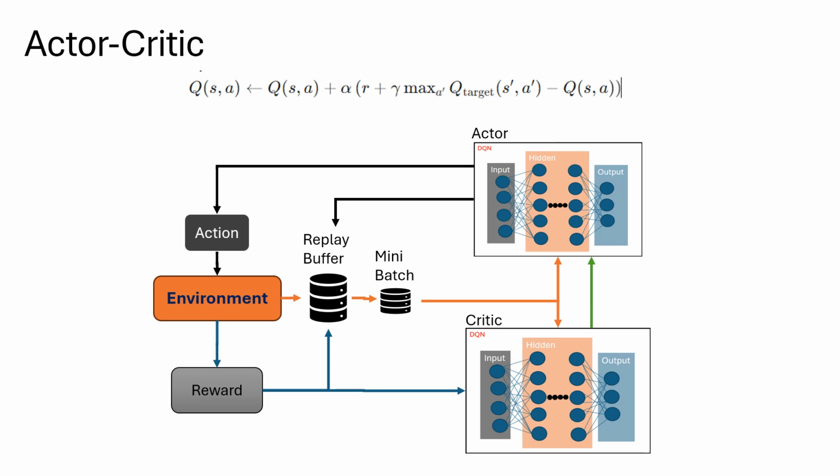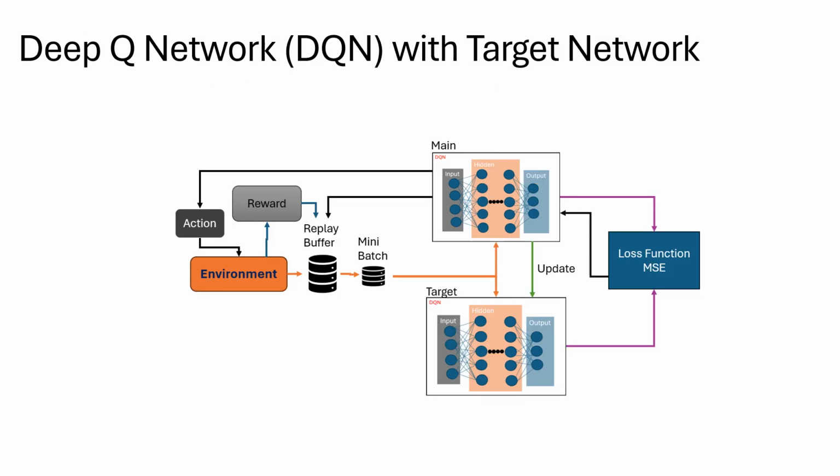Then the critic is trying to send the signal to the actor, and the key trick is also to get the reward, the immediate reward. So the DQN with the target network has similarity. In this case, the target network is just a copy of the main. So after a while, the target is updated, as you can see here. So this is the main difference between the DQN with target network and the Actor-critic.